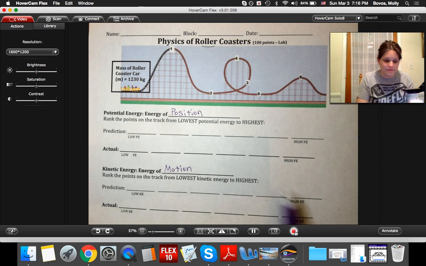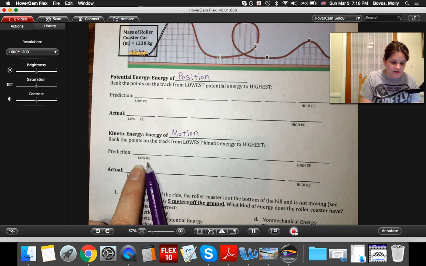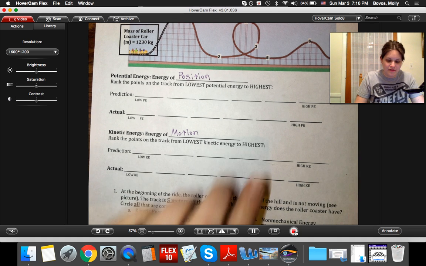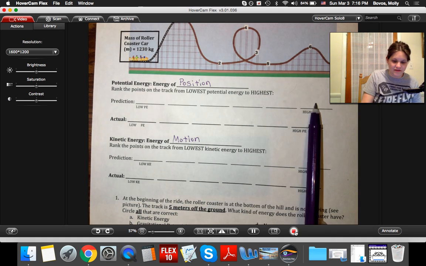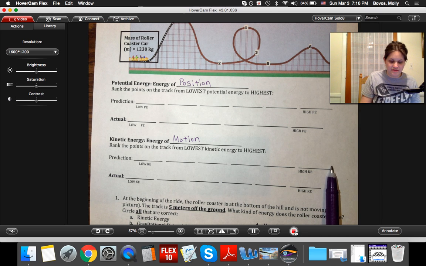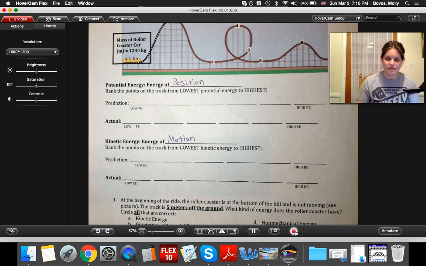What would that potential energy be? And then here, you're ranking low kinetic energy to high kinetic energy. So in each of these blanks, you're going to write a number from 1 to 6 for these predictions. Okay, so take a moment to do that, and I will check back with you here in a moment.